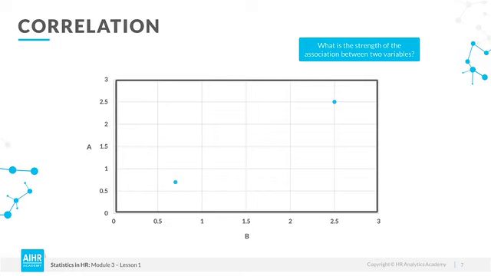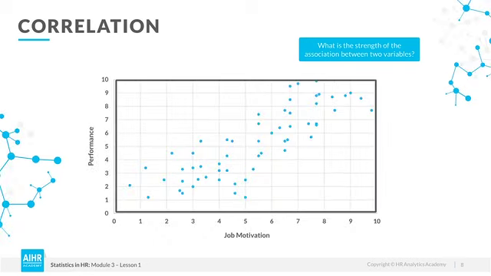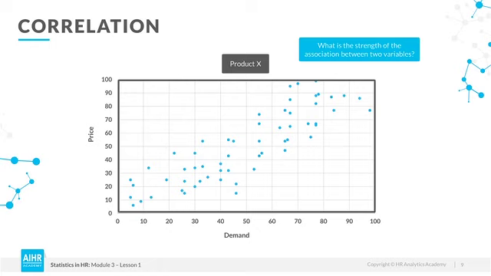A common example that you've probably heard of before of correlated variables is the association between the job motivation of an employee and his or her performance. If the employee is highly motivated, he or she will most likely perform better in their job. Similarly, if they have low job motivation, they will most likely perform poorly in their job. Or, in a broader perspective, think of the correlation between the demand for a product and its price. When the demand for a product goes up, the price goes up as well. These are examples of positive correlation.